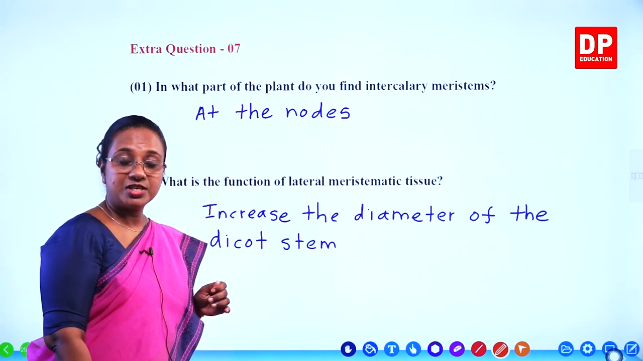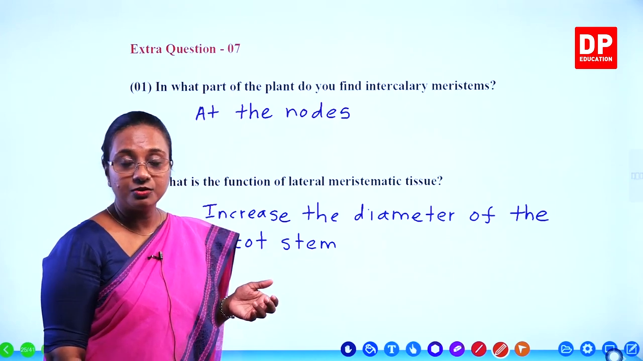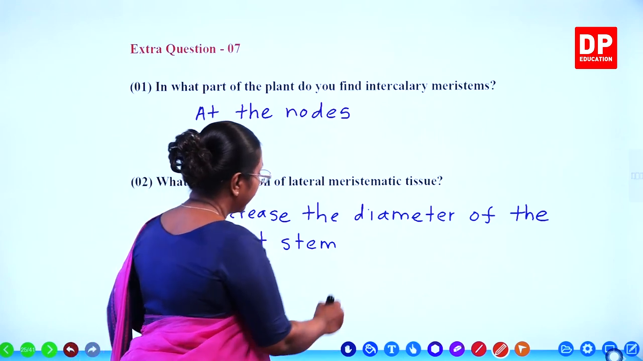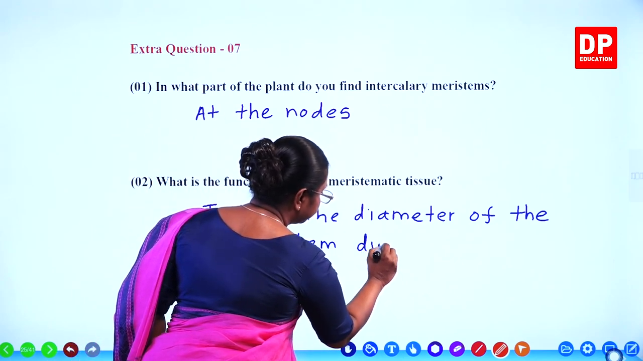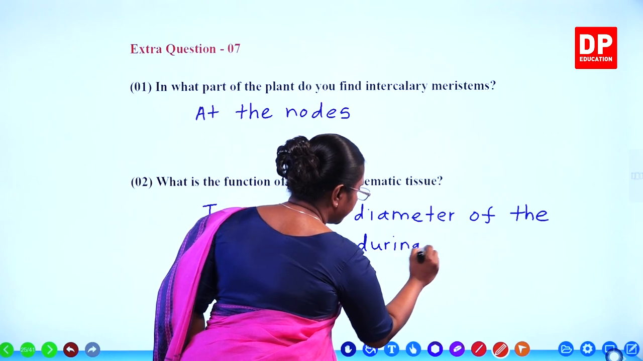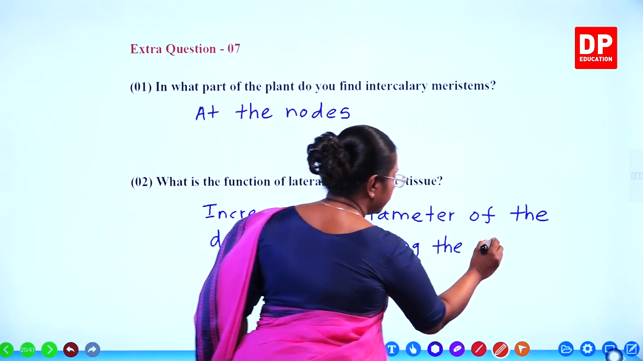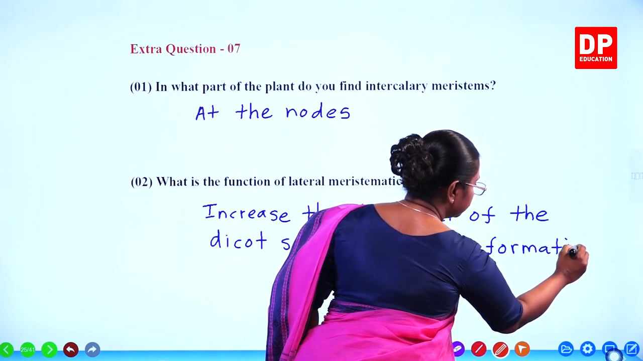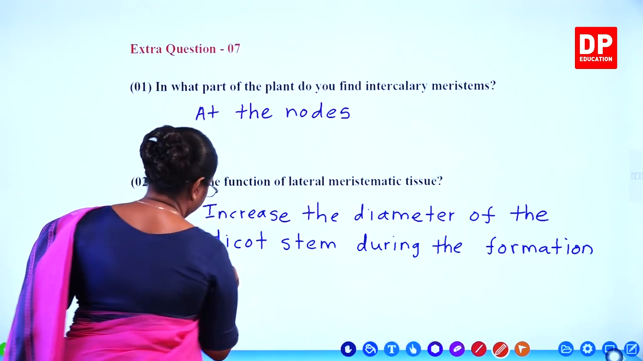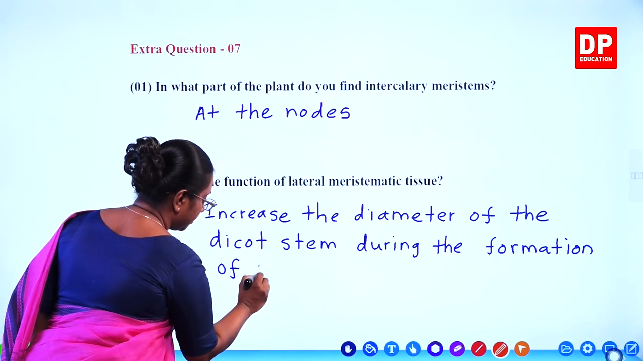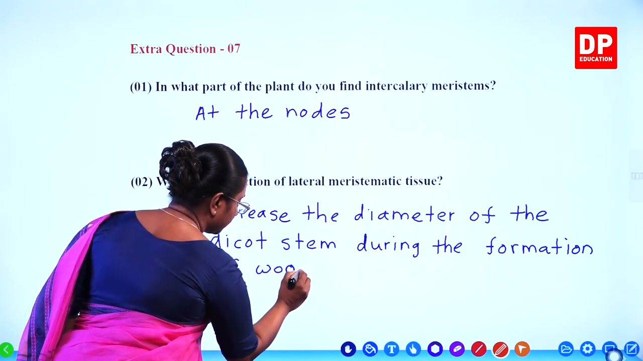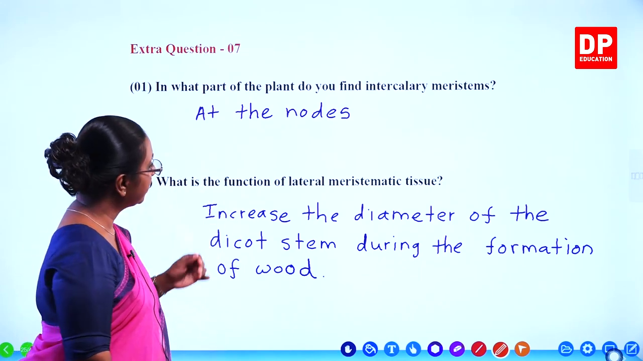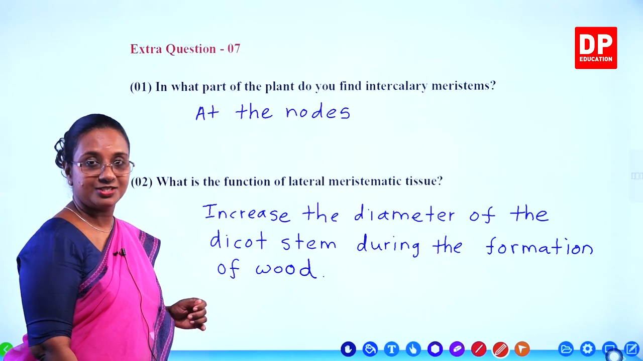What is this process called? The secondary growth or formation of wood. So we can say during the formation of wood. So that is the function of lateral meristematic tissue.